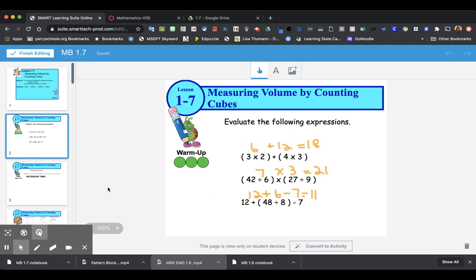All right, so for the first one, you should have found that was 6 plus 12 equals 18. The second one, 7 times 3 equals 21. And the last one, 12 plus 6 minus 7 equals 11.